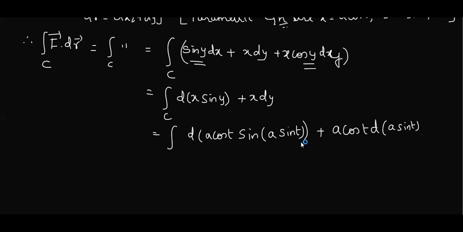Can you tell me what is the variable in this integral, the integrand function? T, correct. So we need to write the limits for t here. This being a circle, t varies from 0 to 360, that is 2 pi. Now, can anybody tell me what is the integration of the differentiation of this term?